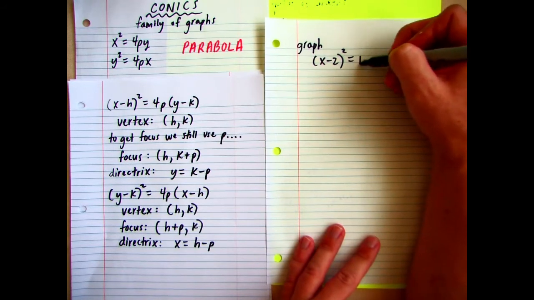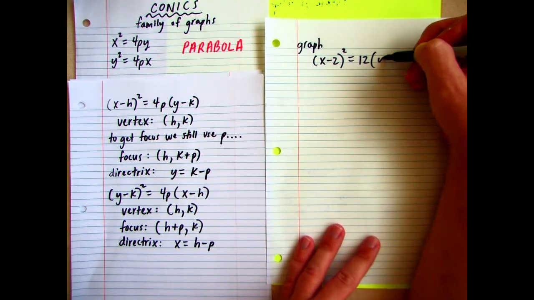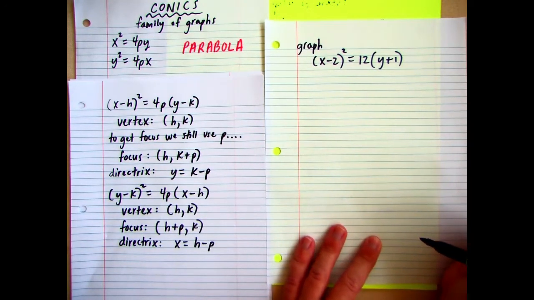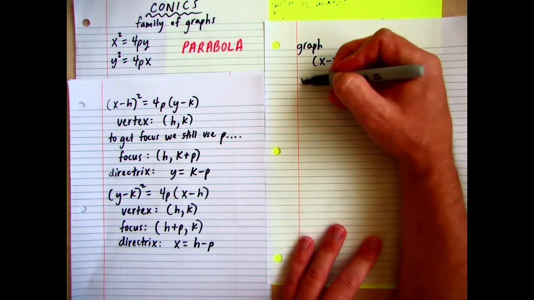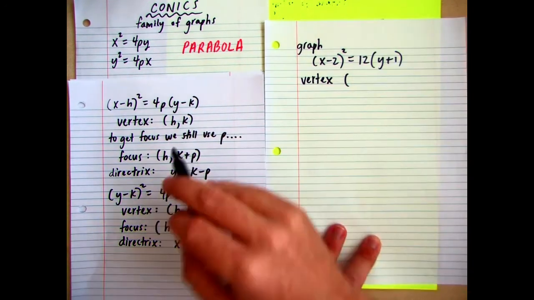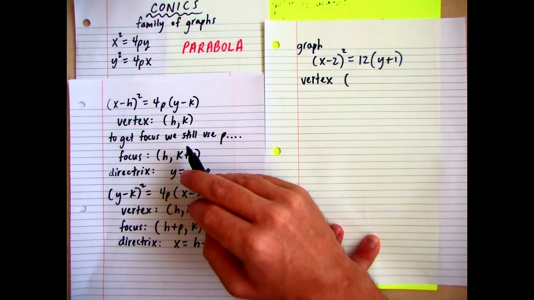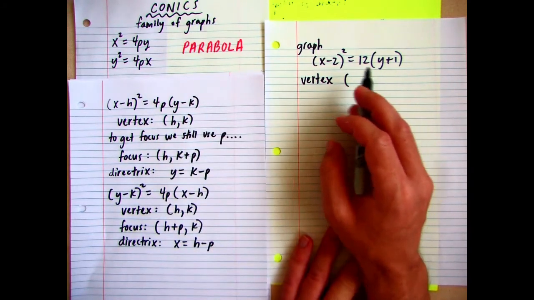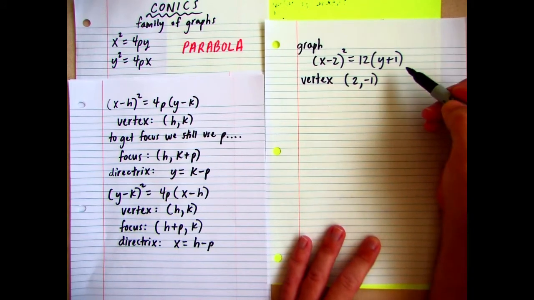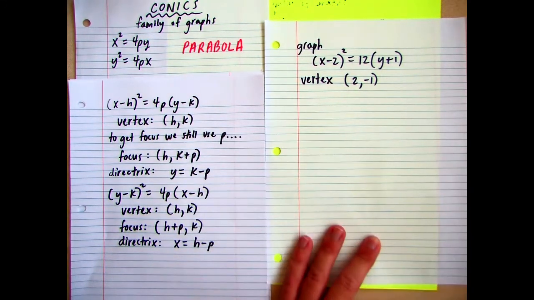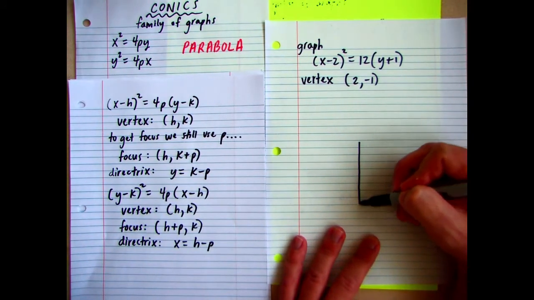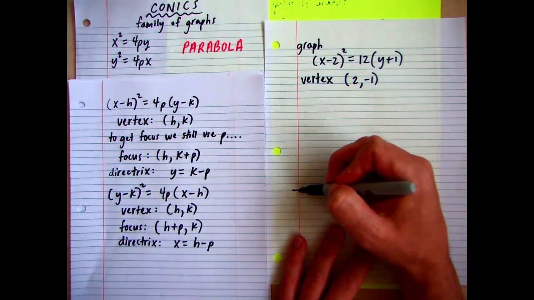So let's do an example. With all that new notes, it looks like a lot of stuff. Let's just go through an example here. (x minus 2) squared equals 12(y plus 1). So from this, we got to get the vertex first. And remember, with these coordinates, they kind of take the opposite sign of what was in the equation. So the coordinate of my vertex is positive 2, negative 1.